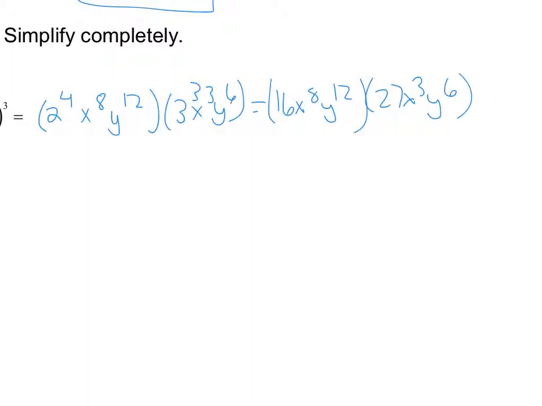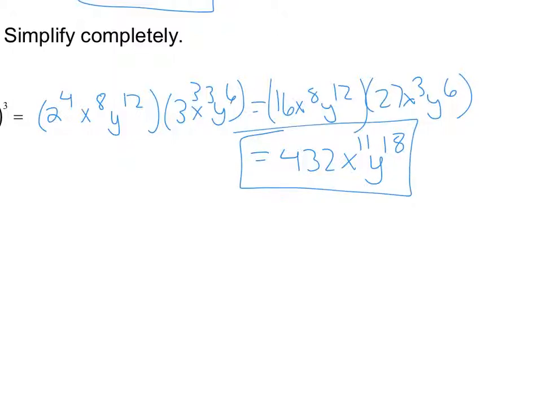Okay, so then we do 16 times 27, 432, x, and then remember, x to the 8th times x to the 3rd, you add 8 plus 3, 11, y to the 18th. Okay, let's take a look at some more here.